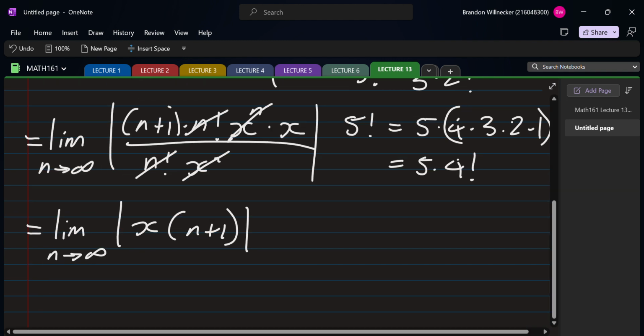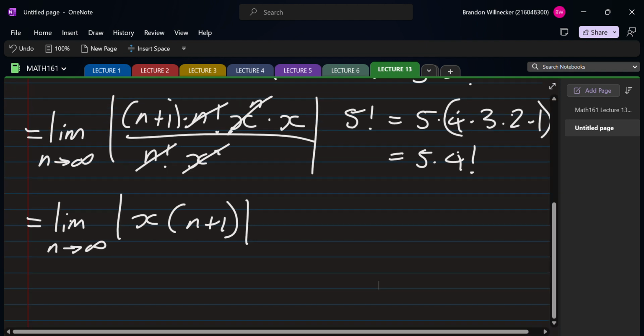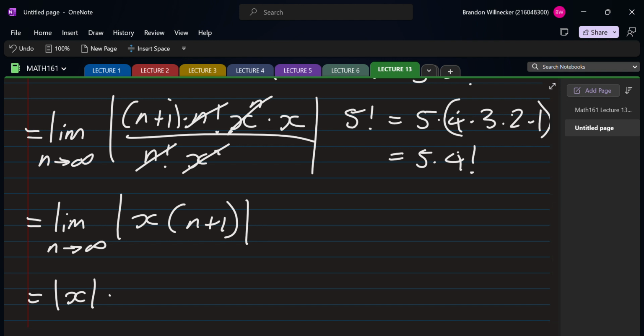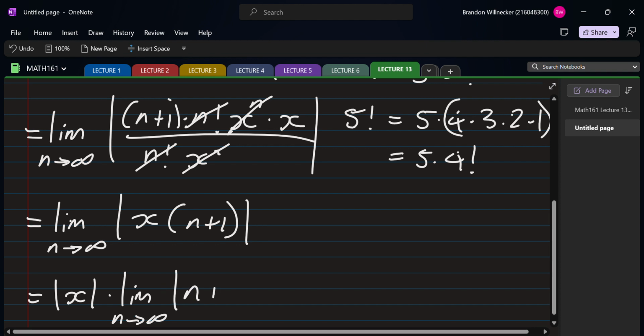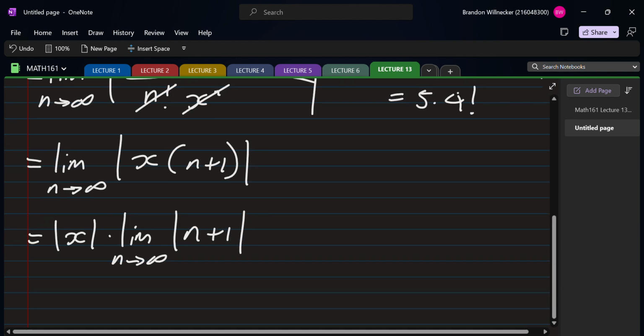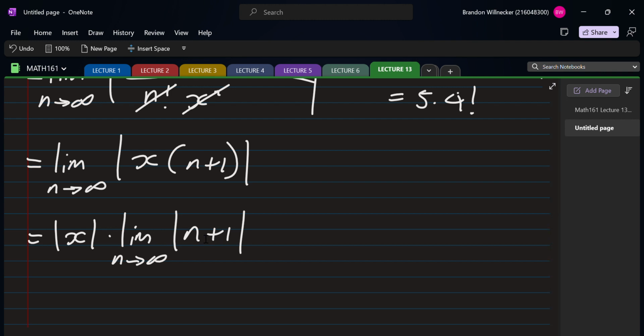Now we can split the limit into two parts because this x has nothing to do with n, we can take that out. So this will be absolute value of x, so we keep the absolute value, but it just comes out of the limit. So this will be the limit as n goes to infinity, n plus 1. Now we have a problem here. This limit as n goes to infinity of n plus 1 is going to go to infinity, because the n inside will make it go off to infinity. But we want this to be less than 1 for it to converge.